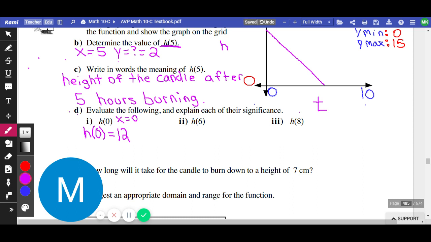What does that mean? Okay, so we calculated it. Now explain the significance of it, its meaning. Anyone want to take a stab at what that means? That's before the candle even started burning. So that's the starting height of your candle. So if I asked you, how tall is the candle that you buy? This would represent how tall the candle is that you bought. Right? We never burned it. 0 hours. The height was 12 centimeters. I'm just going to call it the starting height.